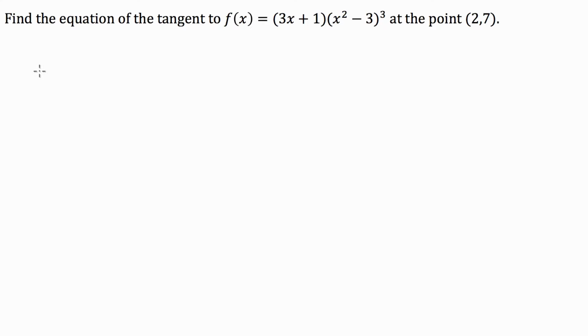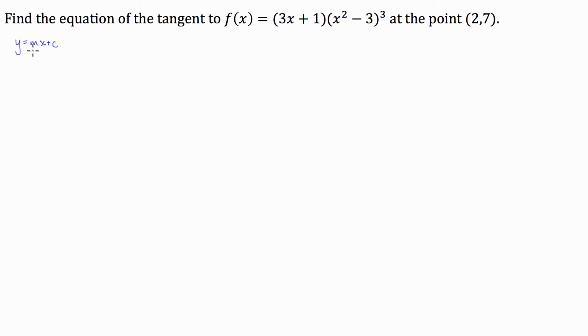So we've been asked to find the equation of a tangent line to this function at a particular coordinate point, in this case (2, 7). Now, the equation of the tangent line will take the form y equals mx plus c, just a standard linear equation. What we're going to have to do is find m first, and then use the coordinate point to find c.